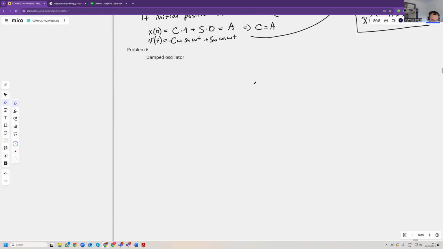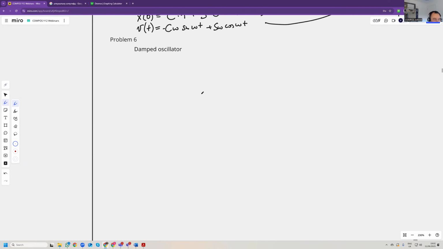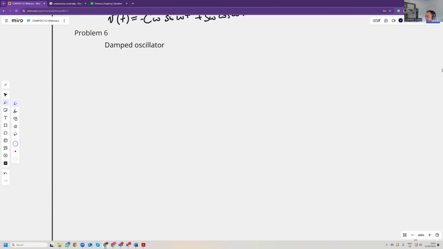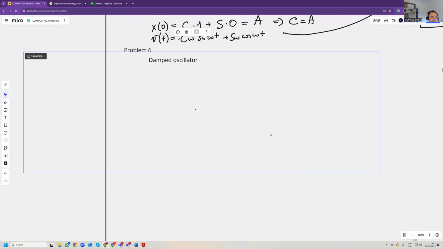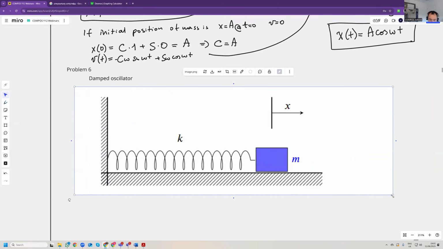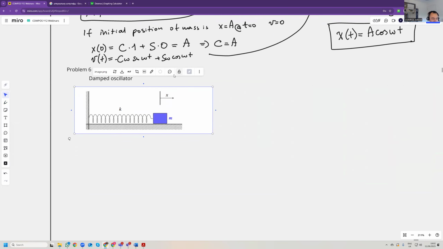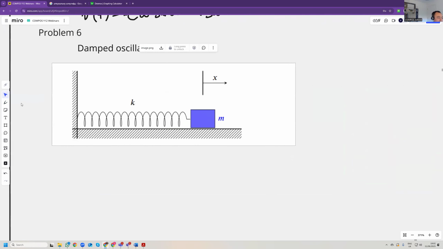Now we're getting to really interesting territory: the damped oscillator. A damped oscillator is where you have an oscillating system, but there is a resistance to the motion. So let's say the mass is displaced from the original position. That's the equilibrium position, and that's the displacement x. And it is moving in that direction, v.